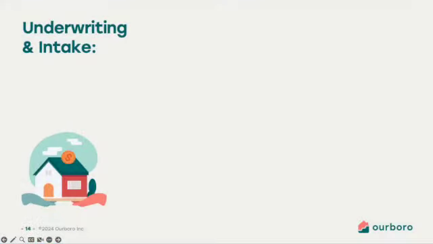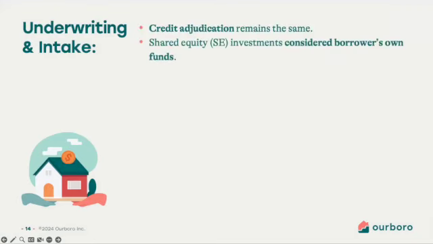First and foremost, in the underwriting and intake process, on the credit adjudication side, there's no impact. A source of an individual's down payment funds, or even the amount of down payment somebody has, doesn't impact their GDS and TDS ratios. So when you receive a mortgage application where somebody is using a shared equity investment, it doesn't change the underwriting practices. And from the OSFI guidelines, assuming the criteria is met, the down payment contribution coming from an investor can be considered a borrower's own funds.